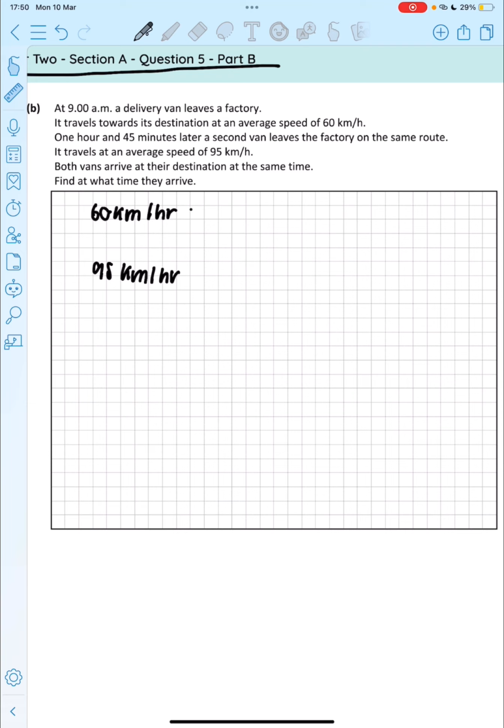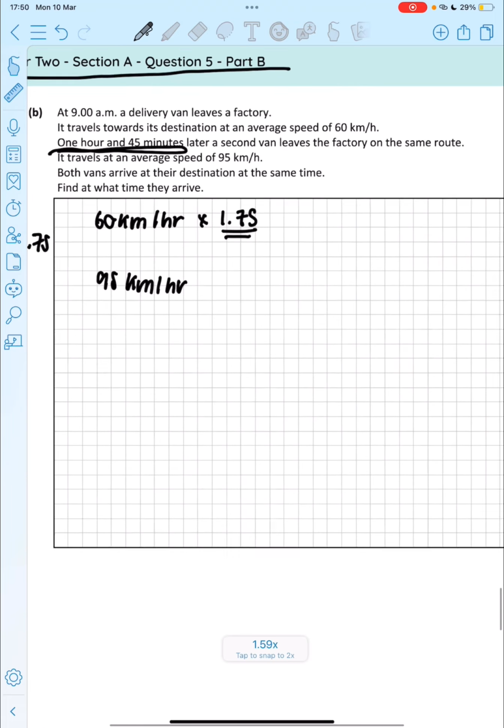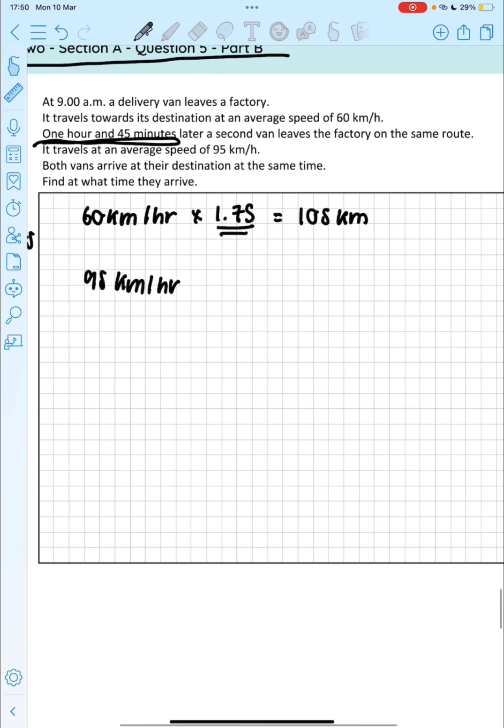So we know that this van has been traveling for 1.75 hours. That is the same as 1 hour and 45 minutes. I've just converted those 45 minutes into a percentage of an hour. How did we do that? We said 45 divided by 60, that is equal to 0.75. That's how I got my 1.75 there. So in that first hour and 45 minutes, it travelled 105 kilometers, right? So every hour, it's going to travel another 60 kilometers.